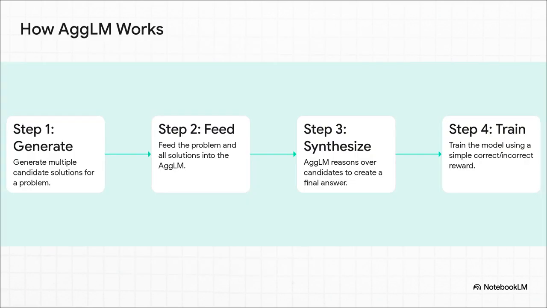The whole process is actually pretty straightforward. First, you generate your candidate solutions, just like you always would. Then, you bundle up the original problem and all those answers into a single big prompt for the AggLM. Now, the real magic is in the training.